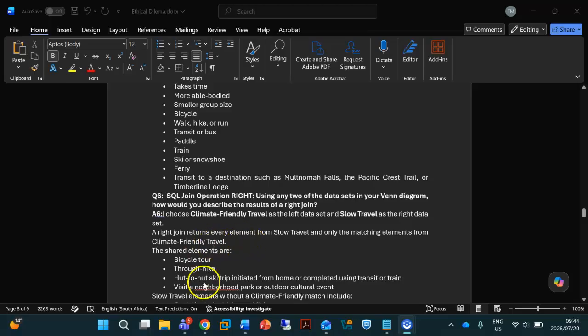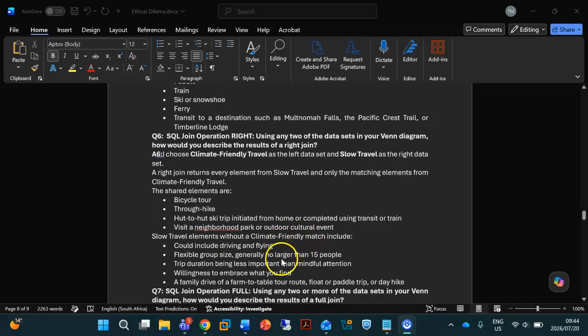Then moving on to question number 6. Using any two of the data sets in your Venn diagram, how would you describe the results of a right join? For this I chose climate friendly travel as the left data set and slow travel as the right data set. A right join retains everything from slow travel and only the matching elements from climate friendly travel.